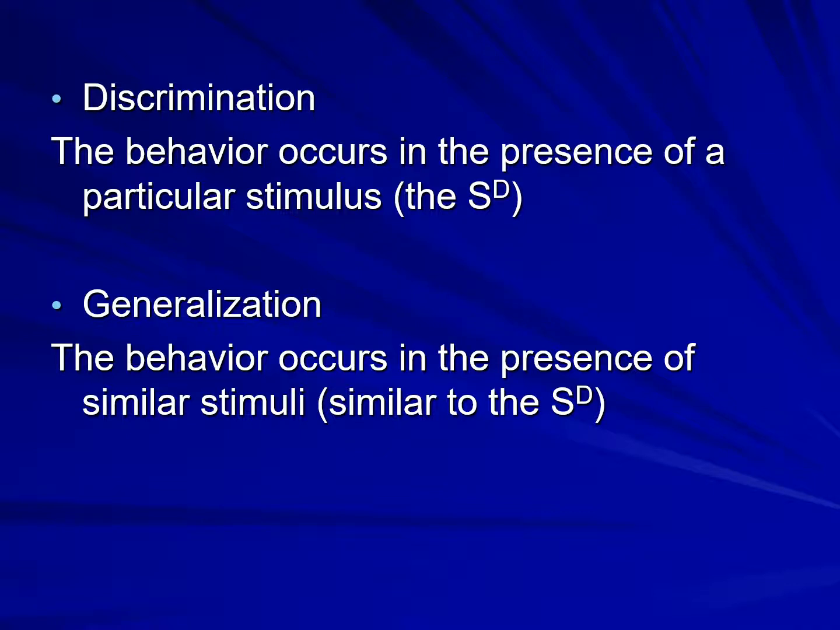So to contrast these two parts of the same continuum, discrimination occurs when the behavior occurs in the presence of a specific SD. Generalization happens when the person engages in the behavior in the presence of similar SDs. So they're part of the same process. I see them as a continuum. You've got discrimination on one end of the continuum and generalization on the other.